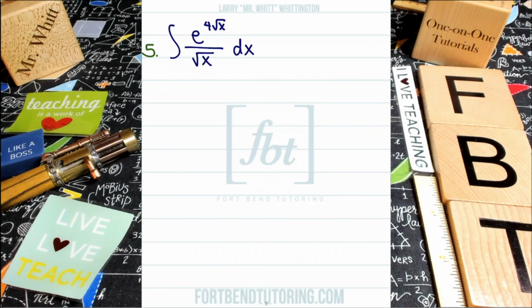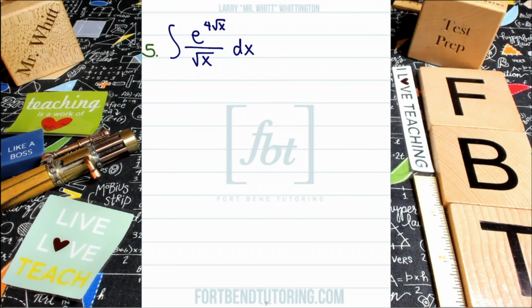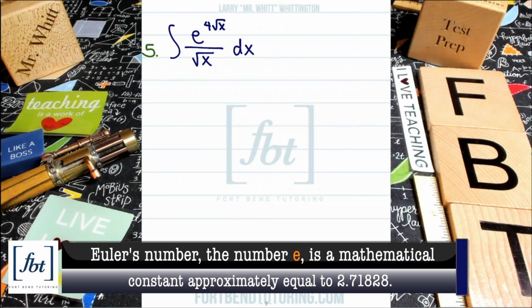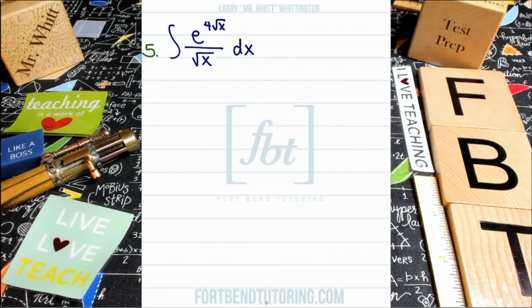So in problem number 5, we have the integral of e to the 4 times the square root of x divided by the square root of x dx. This one looks a little wonky, does it not? Doesn't it look a little crazy? Let's go ahead and realize that we have in the numerator Euler's number, the constant e, the natural number. If you think back to the beginning of the video, I gave you an integration formula just for a problem like this. Almost like I knew it was coming, right?